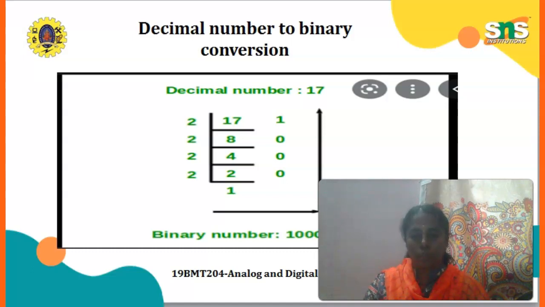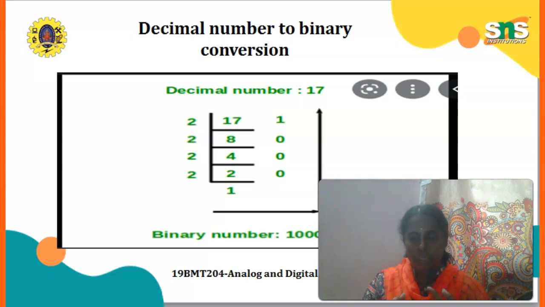And divided by 2: 1 two is 2, and finally we get the binary number. There are only two possible digits, 0 or 1. The binary number converted from the decimal number is 10001. We write the answer from bottom to top. That is decimal to binary conversion.